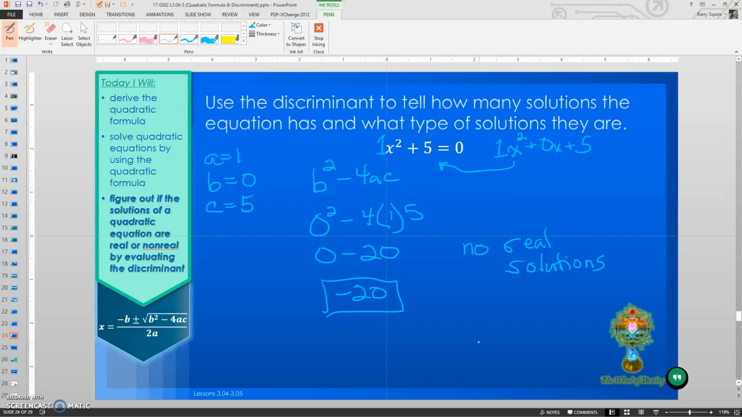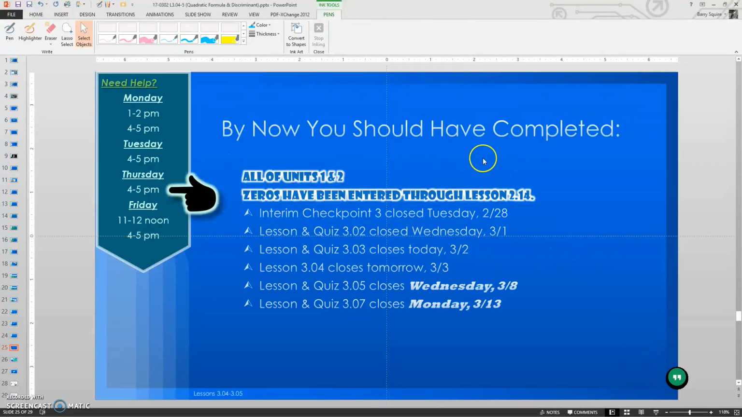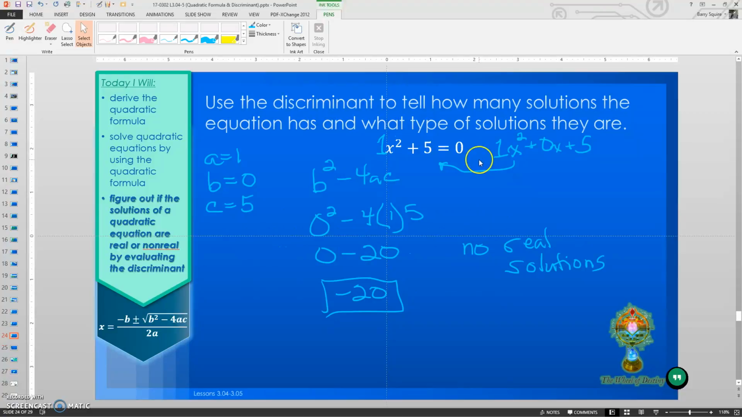So we've seen kind of one of each. And I won't get into how we're going to deal with a negative under a radical, because we will deal with that probably either in the next unit or maybe in a different class. I haven't even looked that far ahead yet. So, and that is actually it. That's all there is about the discriminant right now.